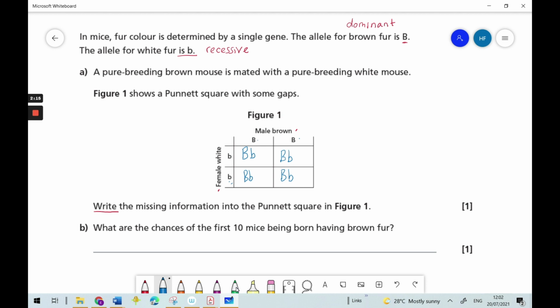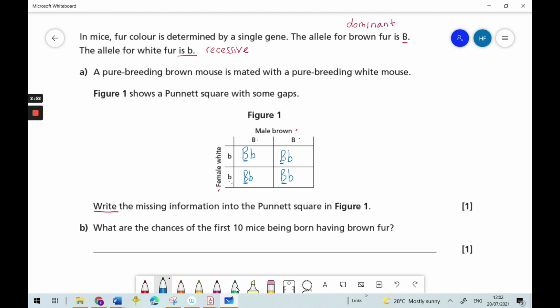Now part B asks what are the chances of the first 10 mice being born having brown fur. And we need to use the information from our Punnett square to work this out. Now remember, a mouse with the allele for brown fur, or big B, in its genotype would have brown fur, not white fur, because the brown is the dominant allele. And we can see from our Punnett square that we've drawn that actually all the mice have a big B in their genotype. So each one has a big B. So all of the mice are going to have brown fur.